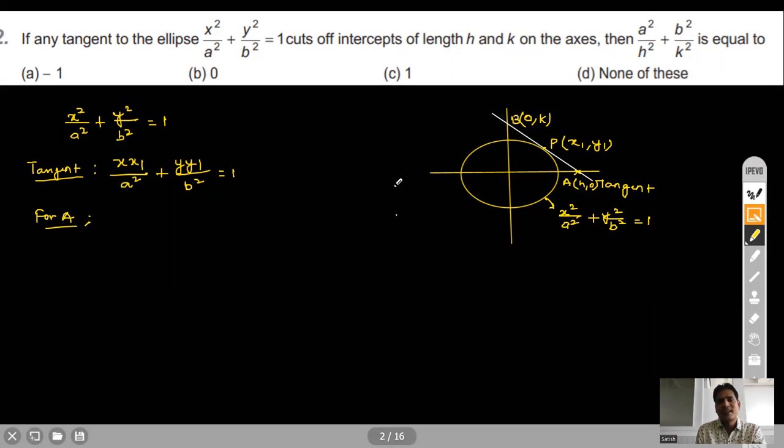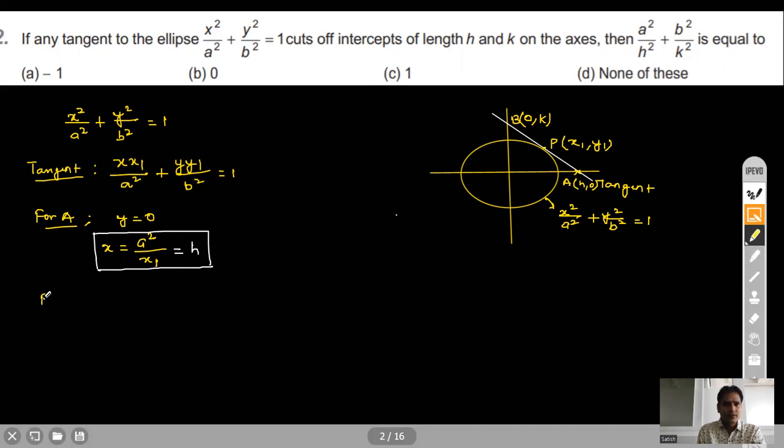Now to find the coordinates of A, for finding the x-intercept, I will put y equal to 0 in the above equation. If you put y equal to 0, x will be a squared upon x1. Is it okay? So we can say this is the value of h. The coordinates of A are (a squared upon x1, 0), and since the intercept is equal to h, this thing will be equal to h.